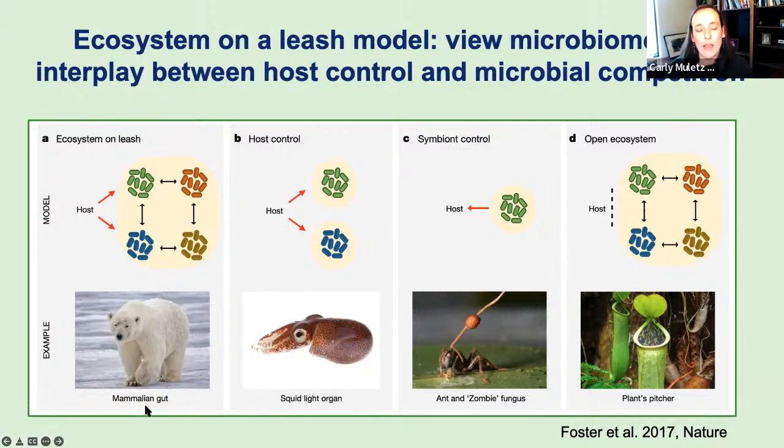And so this is their ecosystem on a leash model, which is something like a mammalian gut or salamander skin. And this is opposed to models where there's just hosts that are in control, such as the bobtail squid that expels its symbiont daily, or symbiont control, such as the zombie fungus that turns ants into zombies, or something like the pitcher plant that's an open ecosystem where it appears as if the plant is not interacting with the microbial communities that are in the water within their pitchers.